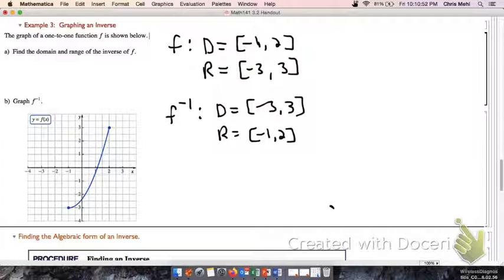And again, this should make sense. All that's happening, going from an original function to its inverse, is the outputs are now the inputs, and the inputs are the outputs, right?